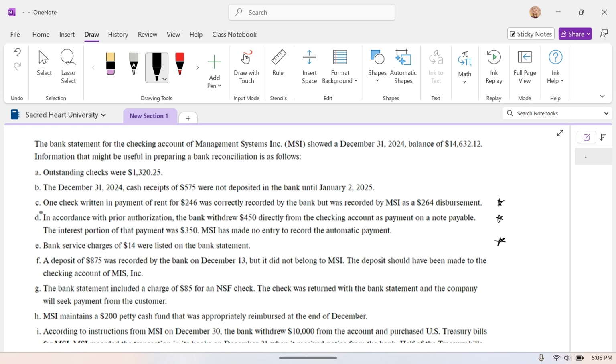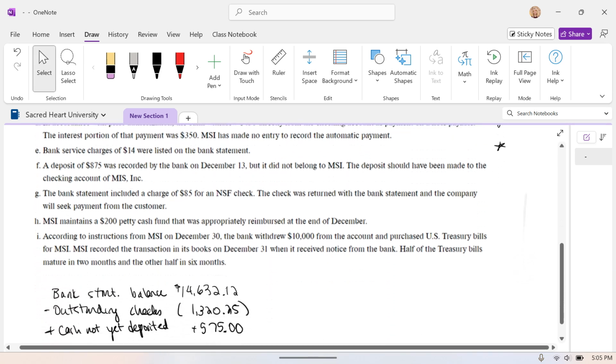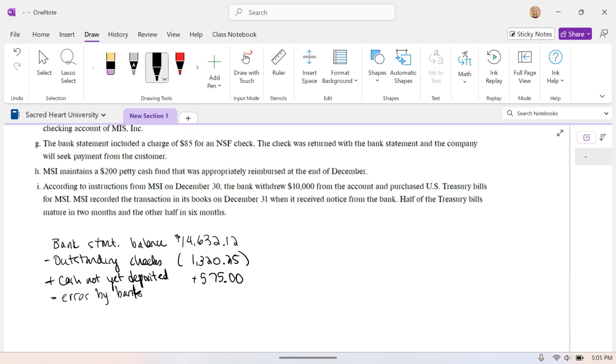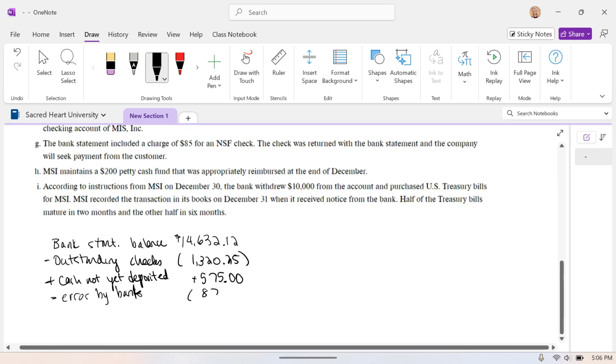F, a deposit of $875 was recorded by the bank on December 13th, but it did not belong to MSI, to the company. The deposit should have gone into another company's account. So this was an error made on behalf of the bank. So we need to subtract out this $875 from the bank statement balance of $14,632. And presumably, once they've caught this error, in the next few days, they will actually pull the funds out of MSI's, the company's account, and put it into the correct company's account. So let's subtract out $875.